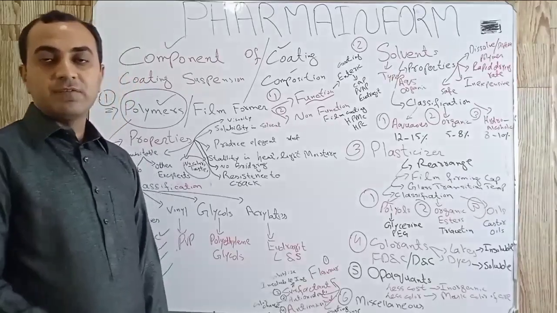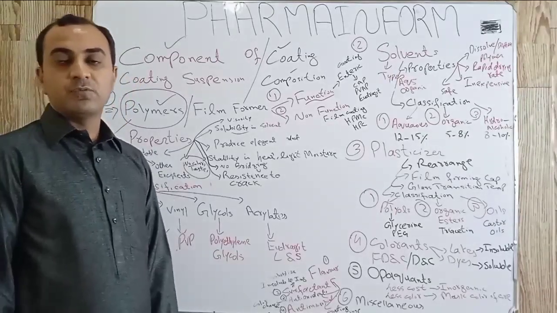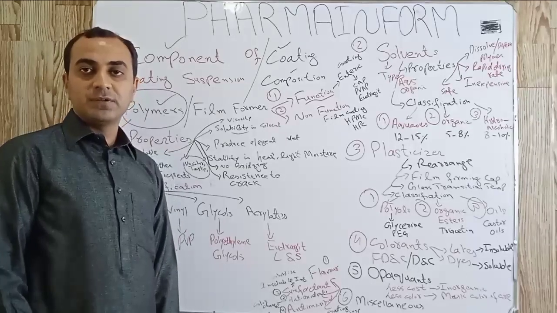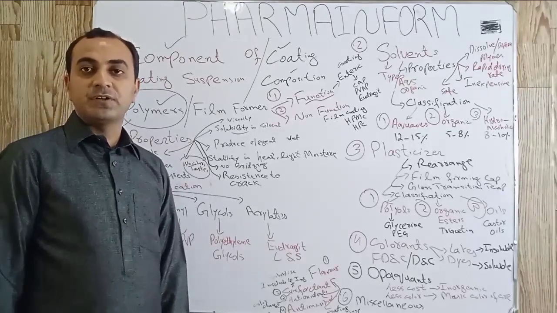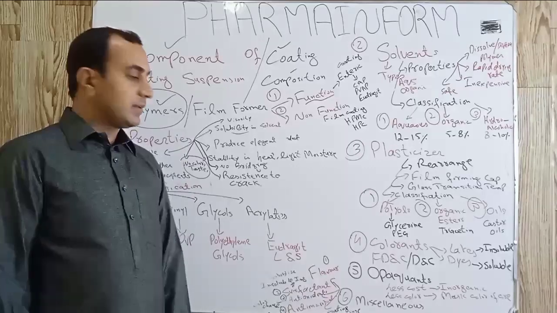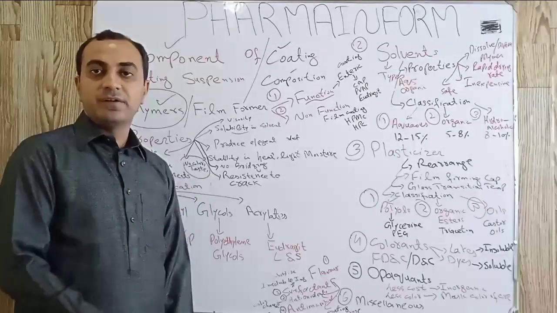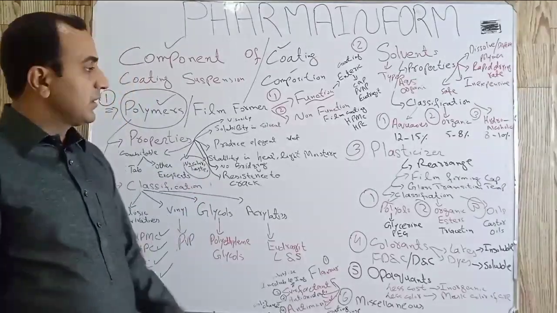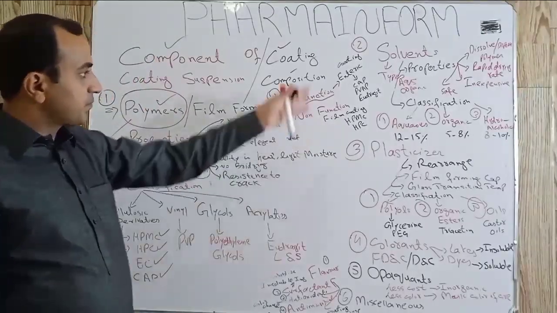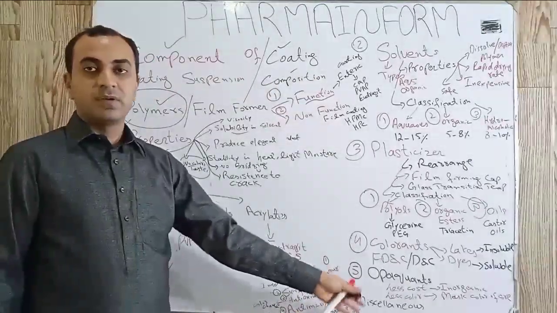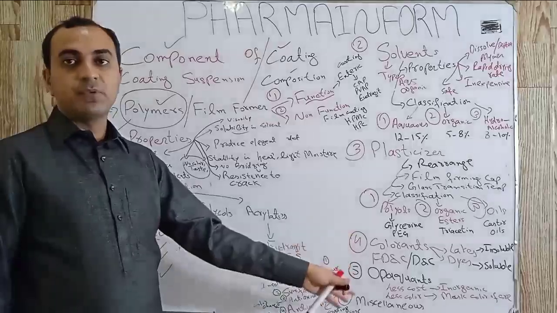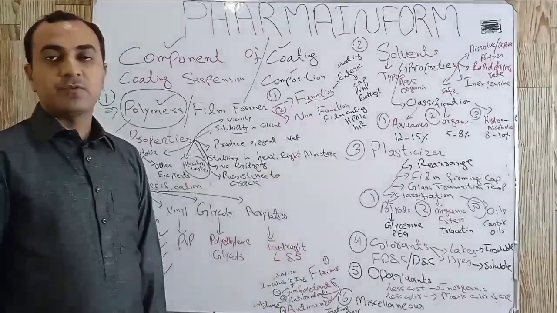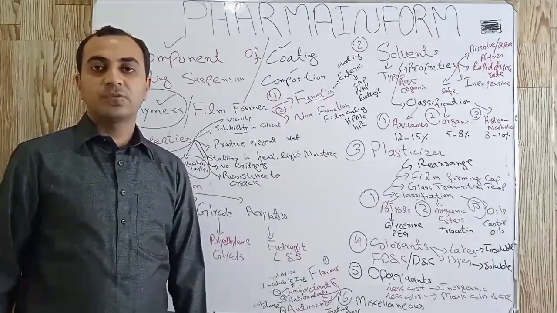In the same way, we use different classes of excipients for tablet granulation, like diluents, binders, disintegrants, glidants. In the same way, we have 6 different classes or components which are used for preparation of the coating suspension.